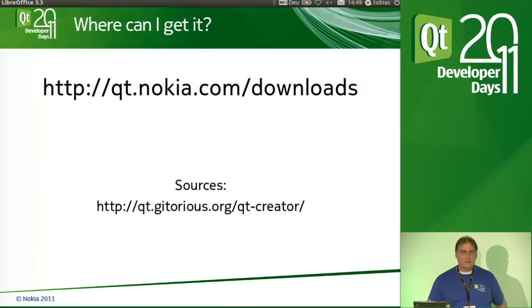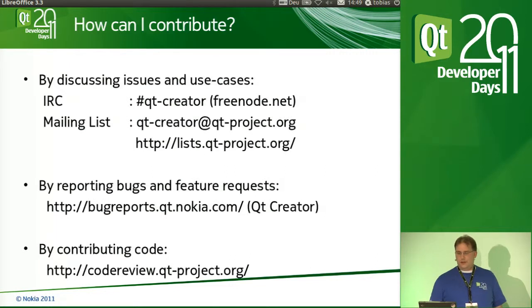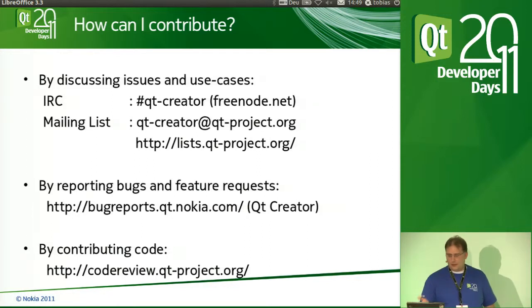So where can I get it? Just a couple of URLs. It's the normal place for the downloads. Our sources are in Gitorious. They are still there. It's a mirror to the code review Qt.org now. If you want to get in contact with us, the team hangs out in IRC. It's the Qt Creator channel on Freenode. We do have a mailing list. The URL here is up to date. That's a new one, which is up since Friday. The slides I handed in for the USB sticks, I think they still have the old one.